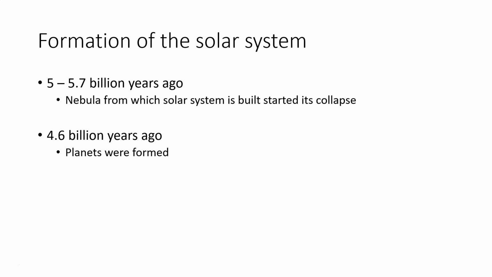Now, the solar system was formed obviously from a nebula, which is supposed to have started its collapse and the core formation about 5 to 5.7 billion years ago, which was then followed by the planets forming all at the same time about 4.6 billion years ago.